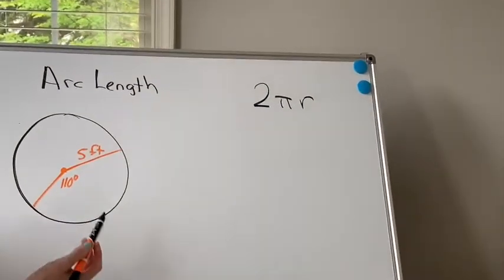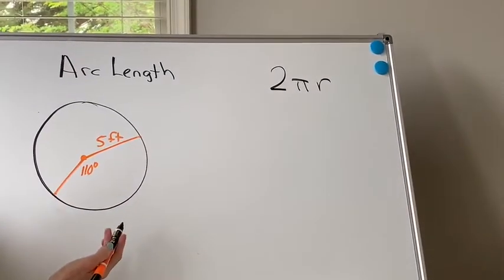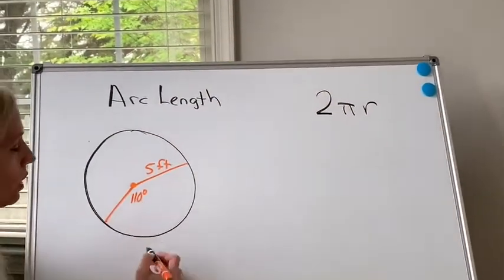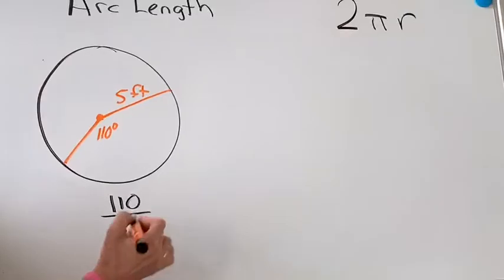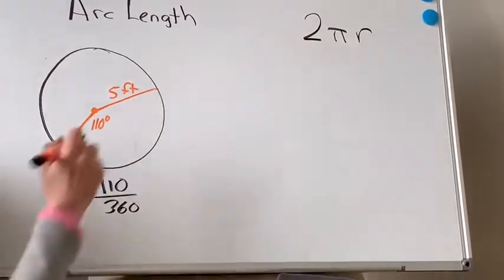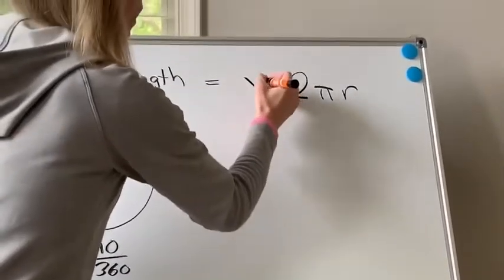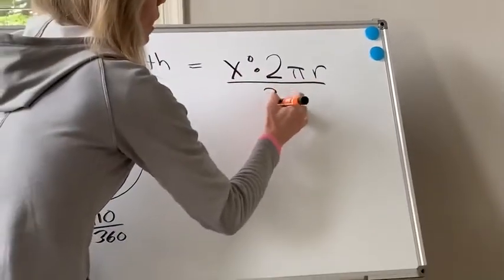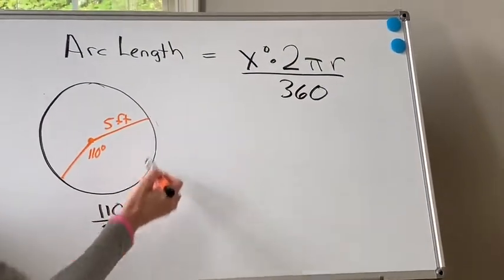In order to find arc length, which is just going to be a portion of our circle, we're going to do something similar to what we did yesterday, where we take a portion based on the central angle. For this one, it's 110 degrees, and all the way around is 360. That's the portion of the circle we're going to use, and we multiply it by the circumference. So our arc length formula is equal to x degrees times 2 pi r, which is our circumference, divided by 360. That gives us just the arc length of that piece of the circle.